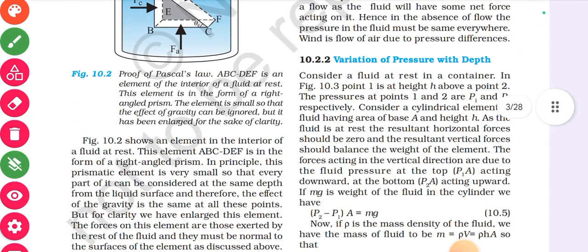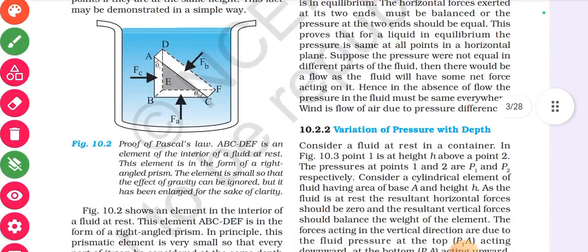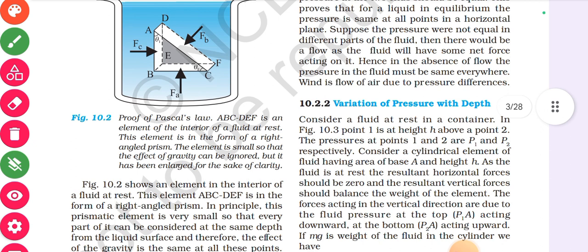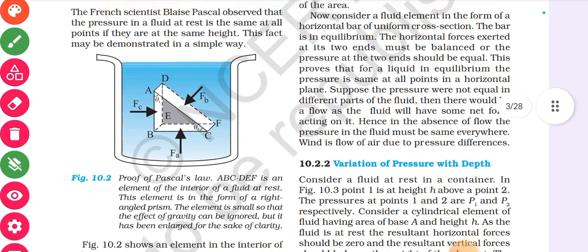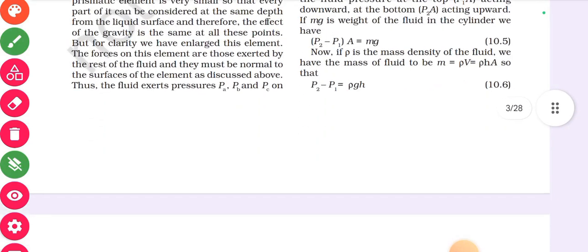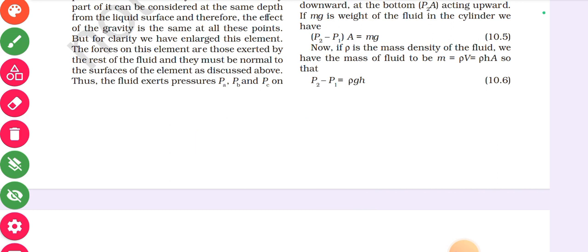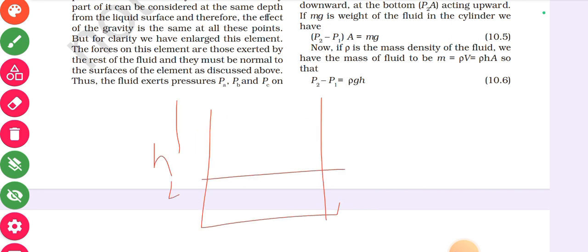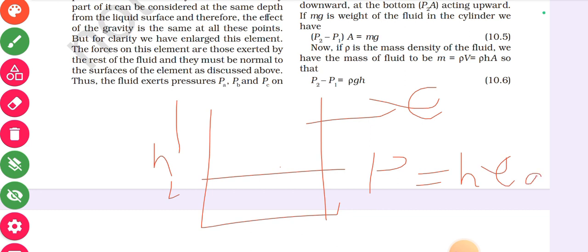Okay, now the next topic is variation of pressure with depth. It says how the pressure changes as we go deeper. Suppose we go inside the ocean, at a depth h inside the ocean. How much will be the pressure at this point? If the density of the water is rho, the pressure will be h rho g.